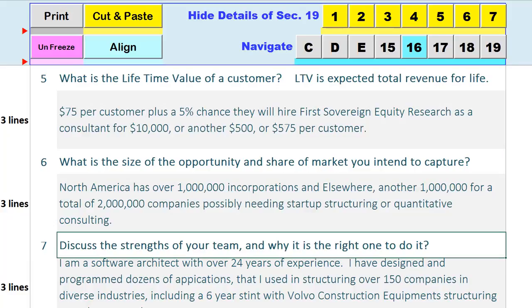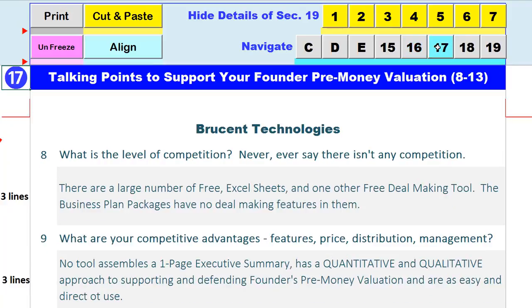Discuss the strengths of your team and why it is the right one to do it. Computers don't sign leases, computers don't invent things. People invent things. People sell things to other people. People get things going. Good people make good products and make successes. Bad people, stay away from them. Now let's go to 17.